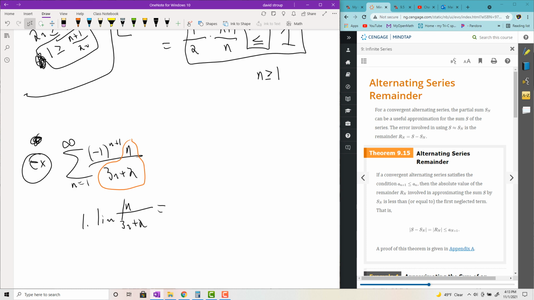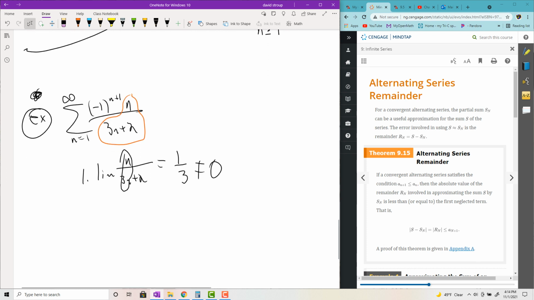So first I need to make sure the limit goes to 0, and of course it doesn't, right? If you do the limit of this thing, n over 3n is 1 over 3, so this limit is just going to be 1/3, which does not equal 0. Okay. You may think it automatically implies that it's divergent. Not quite. The truth is you would need to go back to the nth term test for divergence.